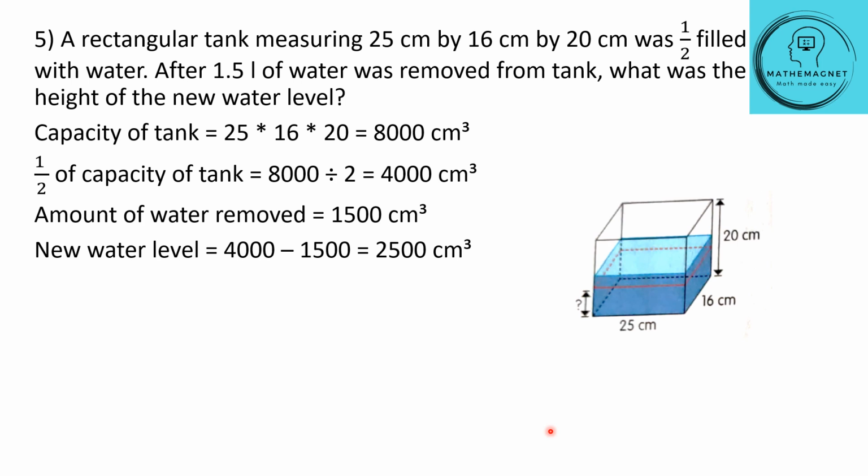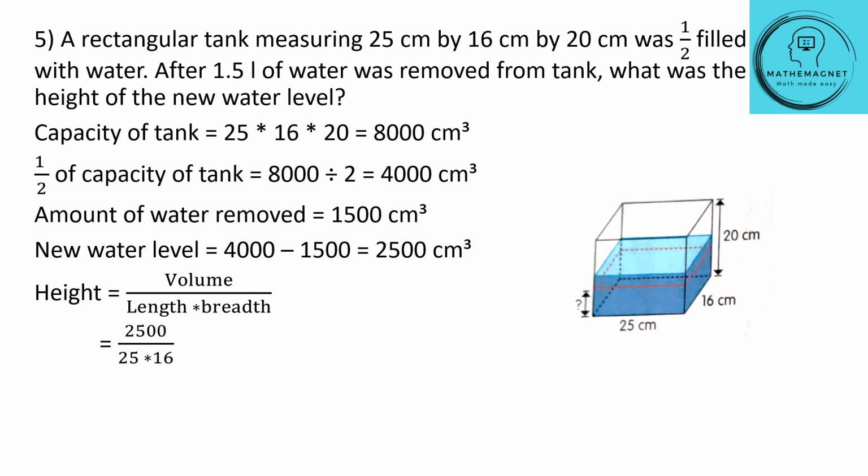Now we need to find the height of this new water level. We know the base area, that is the length and breadth, will remain the same. Only the height changes, and we need to find the height. So we'll maintain the base as 25 centimeters by 16 centimeters. We know the volume is 2500. To find the height, we divide volume by length into breadth. So it will be 2500 divided by 25 into 16. After solving, you will get 6.25 centimeters. So that will be the height of your water, or the new level of water.